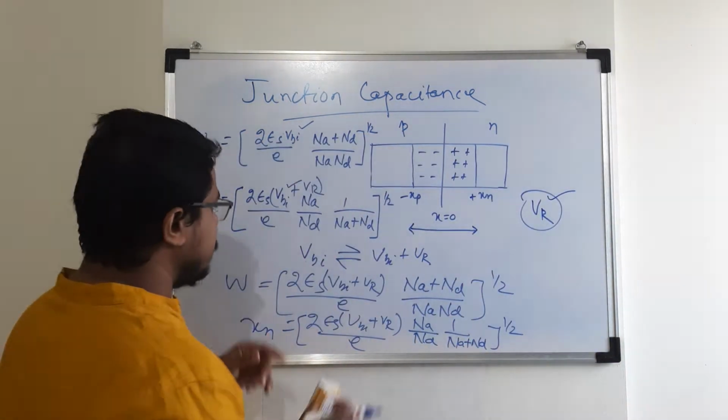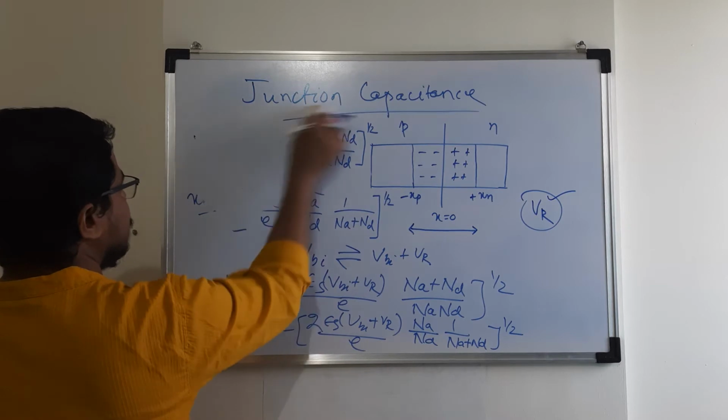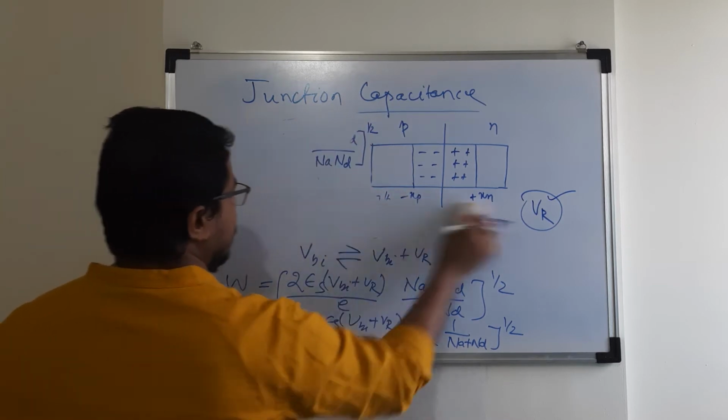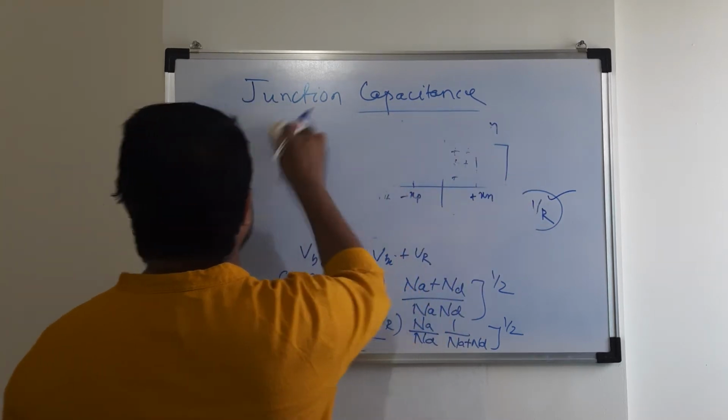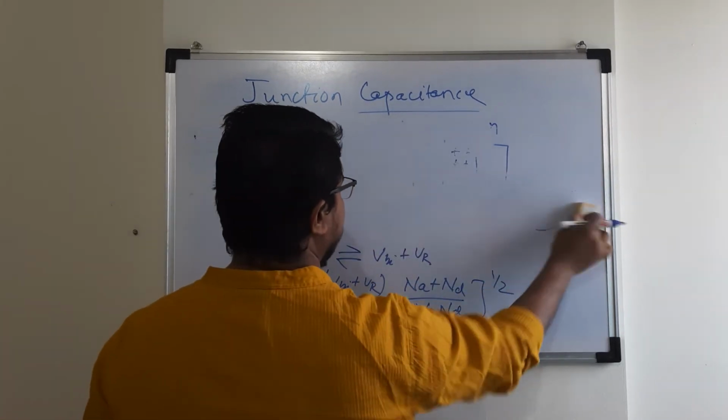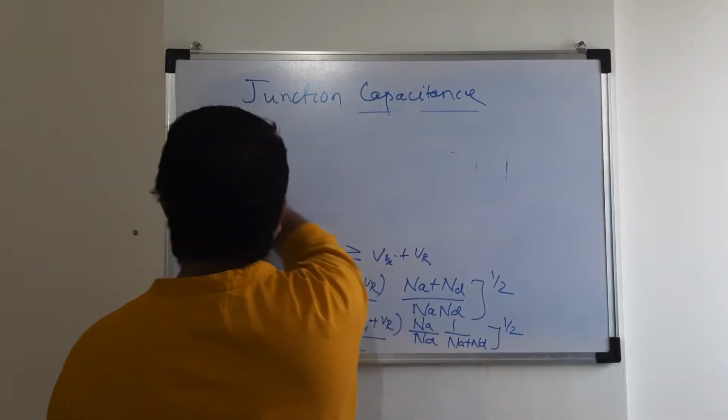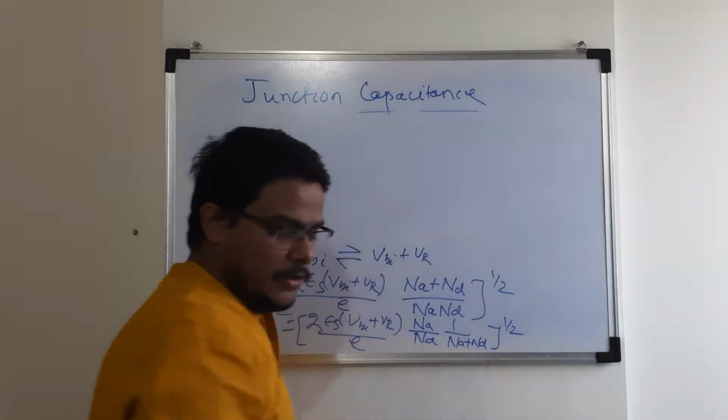So we have these W and Xn values, and I am going to use those values. Technically, what is junction capacitance? How do we define junction capacitance?